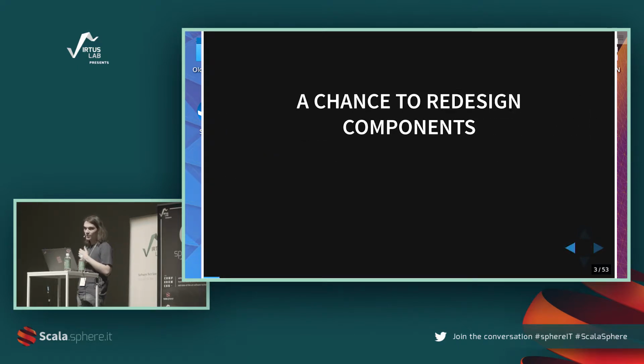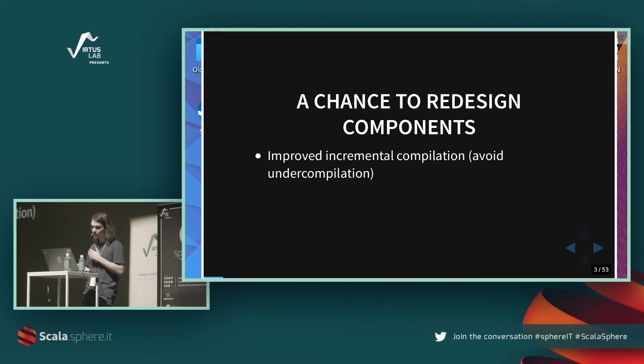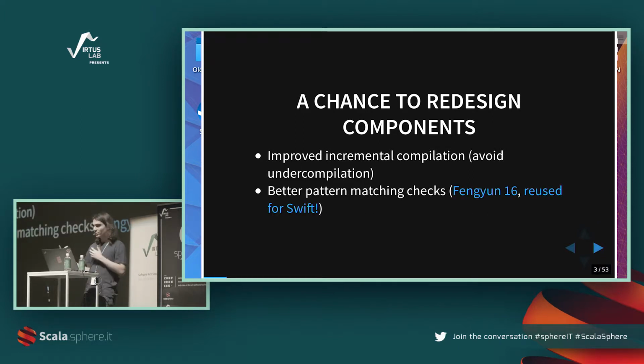One interesting thing about Dotty is that since we more or less start from the ground up, we can redesign a bunch of components. For example, we get better incremental compilation where we avoid forgetting to compile some stuff, and better pattern matching exhaustiveness checks. One interesting thing is that we wrote a paper on that, and the design was adopted for Swift.